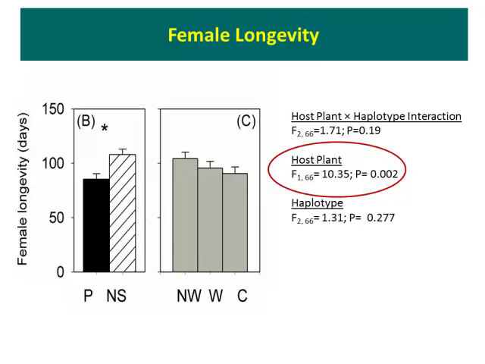Here is the female longevity, the total lifespan of the female. On the bittersweet nightshade, the females live longer, more than 100 days, compared to the potato. And when we compare the 3 haplotypes together, irrespective of the host plants, all the 3 haplotypes appear to live similarly, around 100 days. There were no differences in the female longevity among the 3 haplotypes.